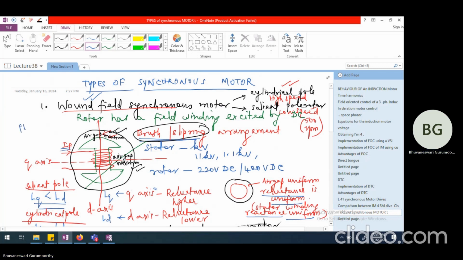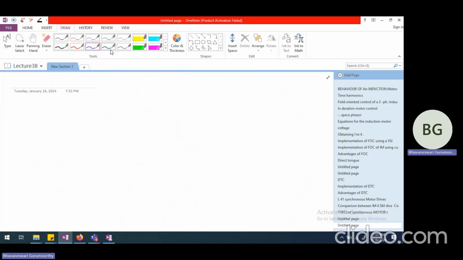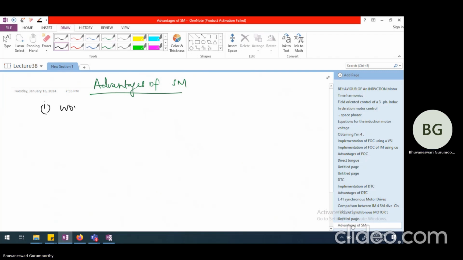So power factor can be controlled by adjusting field current or flux producing component of current. By adjusting the field current, we would be able to control the power factor in the case of a wound field synchronous motor. So one major advantage of synchronous motor, especially wound field synchronous motor, power factor can be controlled. It can be made to completely go from lagging to leading very nicely, very smoothly by adjusting the excitation.